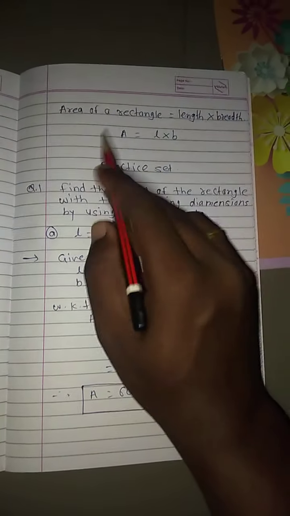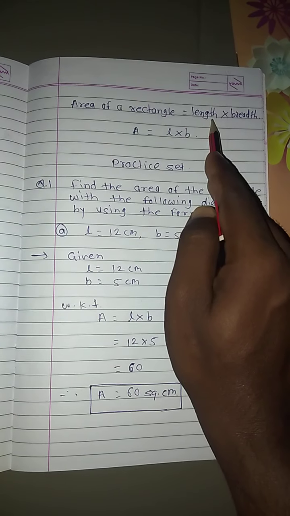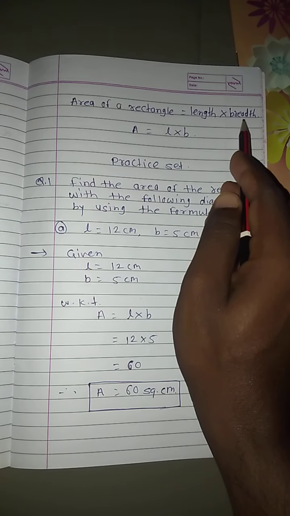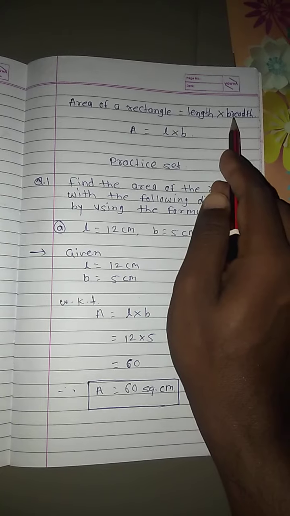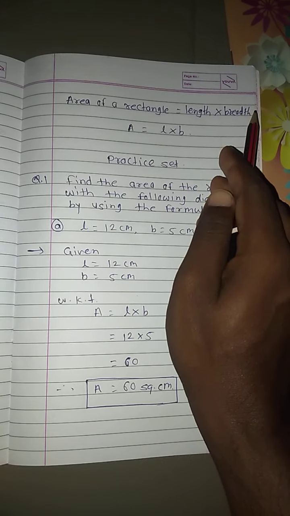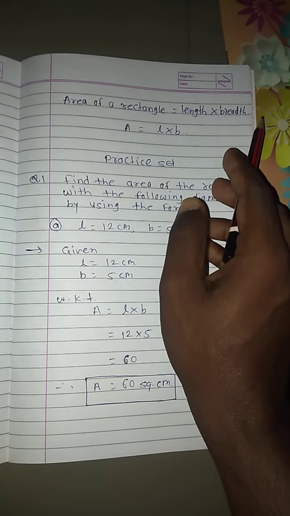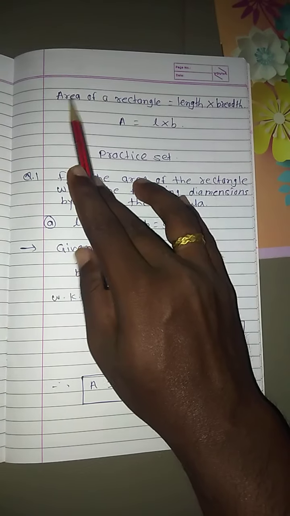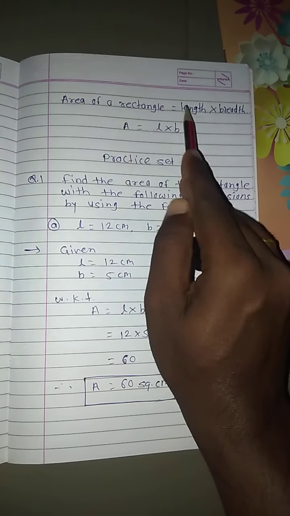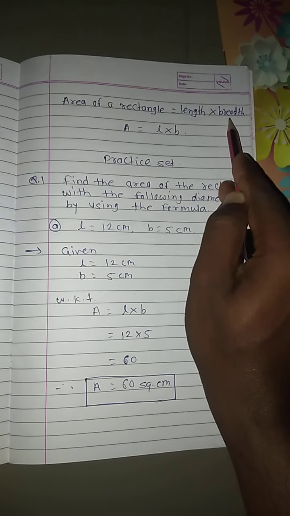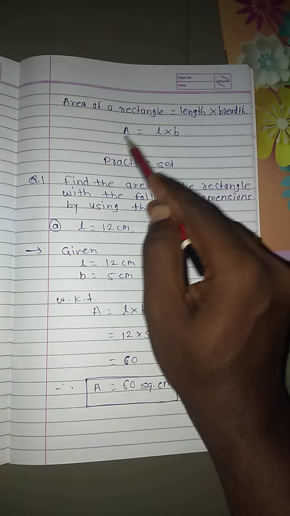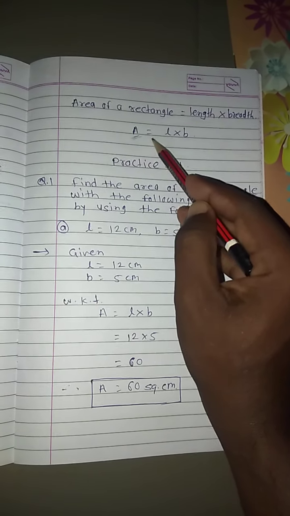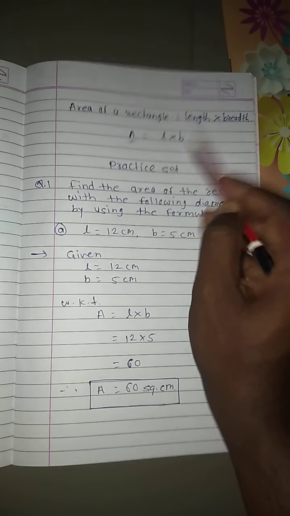area of a rectangle. Area of a rectangle is equal to length into breadth. Means if we multiply length by breadth, then we get the area of a rectangle. Keep in mind, everyone pay attention. I'll repeat that part. Area of a rectangle is equal to length into breadth, and area is denoted by the capital letter A. So A is equal to length into breadth.